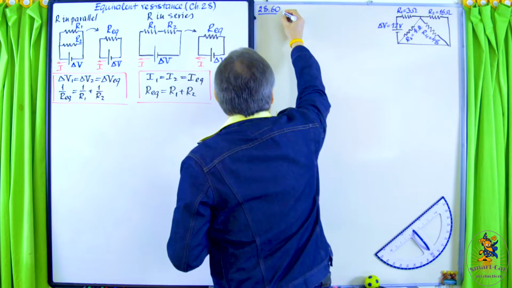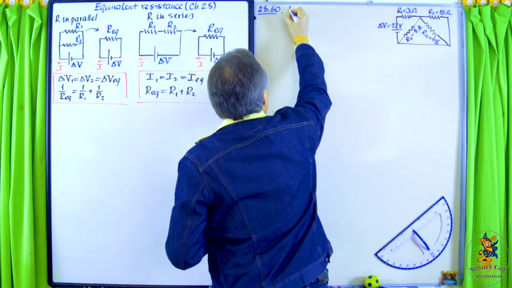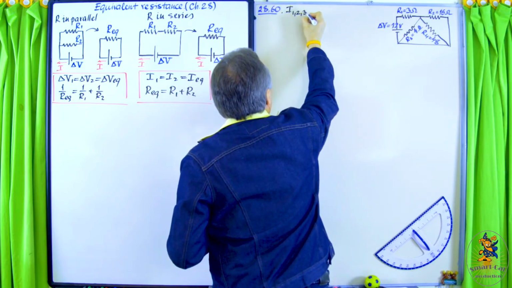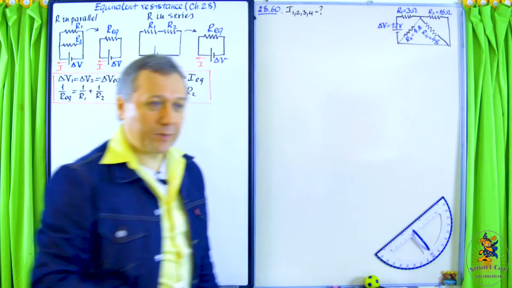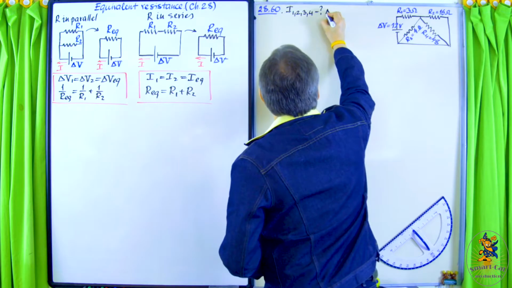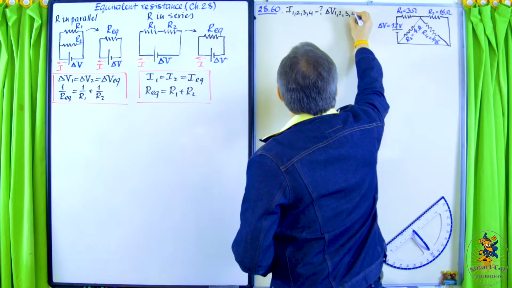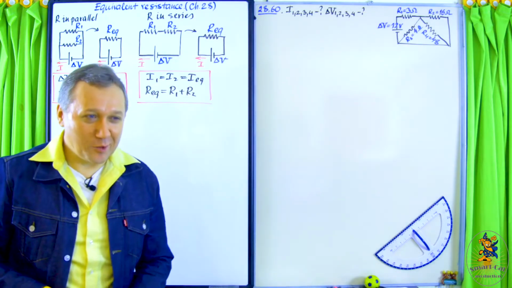So we need to analyze it, and analyzing it means that we need to find what? I1, 2, 3, 4, all those currents and potential differences across each of those resistors. So delta V 1, 2, 3, 4. So we have 8 unknowns, right?